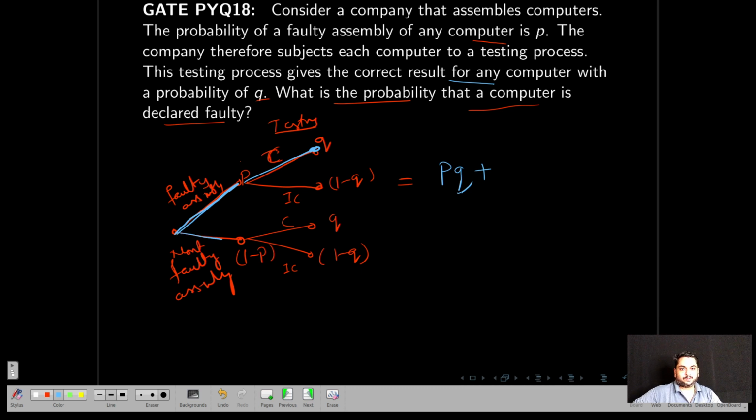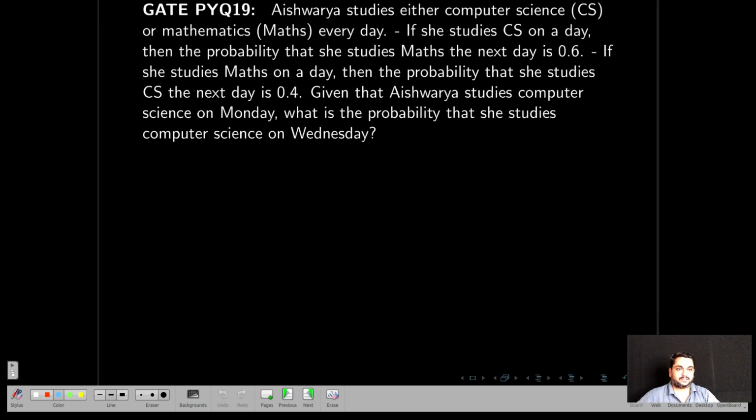See, if I go to this path, non-faulty, okay, this is non-faulty, but if the test is faulty, that means what? It is detecting non-faulty as faulty, right? It is detecting non-faulty as faulty. That means what? This is correct, right? That is what the meaning says, 1 minus P into 1 minus Q. This is another path. This is the answer.